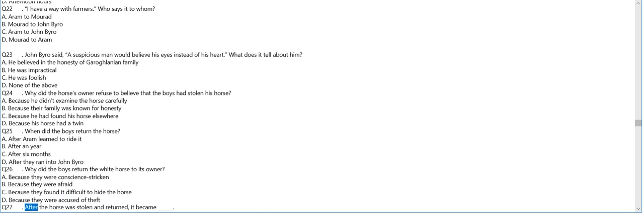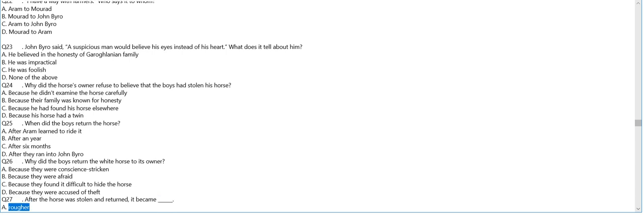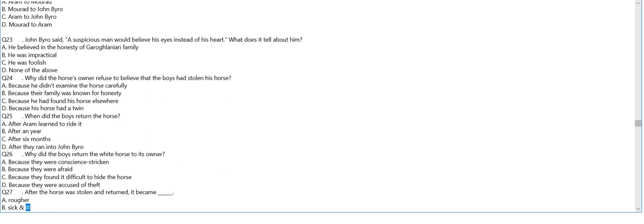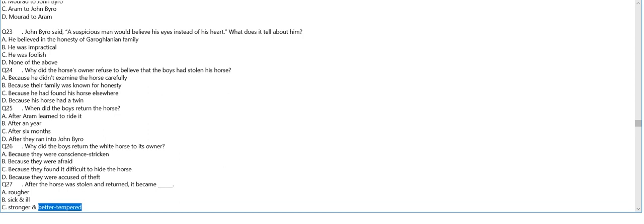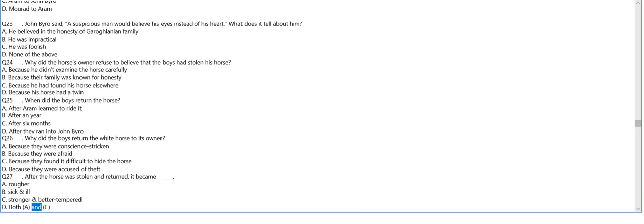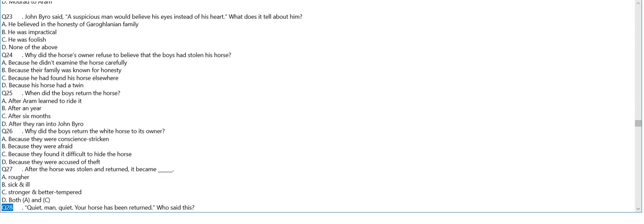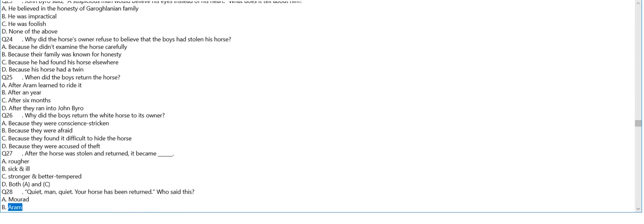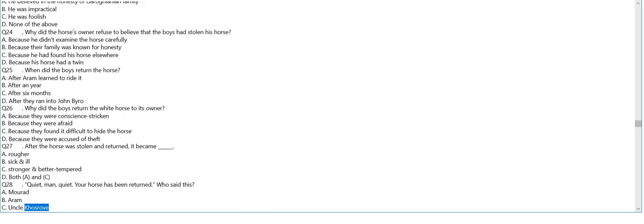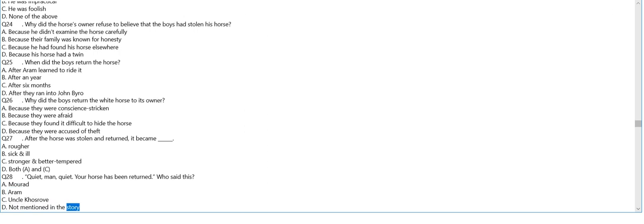Q27. After the horse was stolen and returned, it became ____. A. Rougher. B. Sick and ill. C. Stronger and better tempered. D. Both A and C. Q28. "Quiet, man, quiet. Your horse has been returned." Who said this? A. Murad. B. Aram. C. Uncle Khosrov. D. Not mentioned in the story.